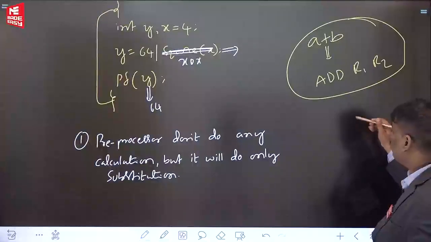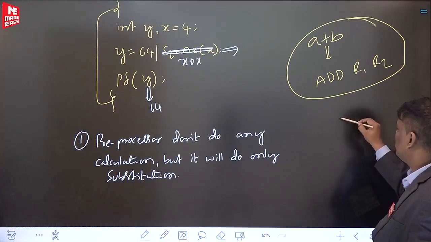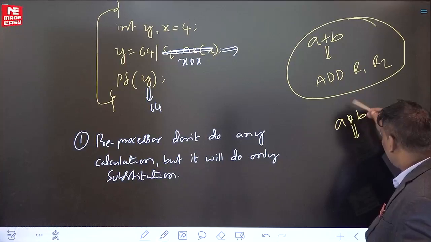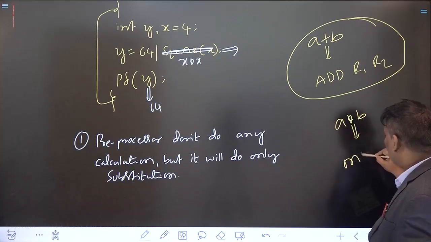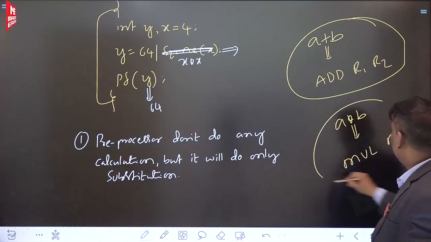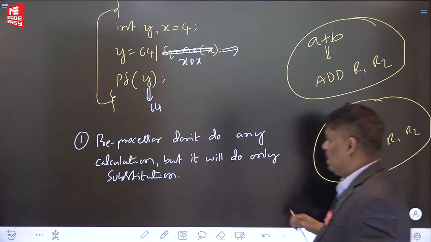Some people are asking, sir, can you give one more example? This may be like this. Multiplying two numbers, a into b. But in the low level, what is the answer? Mul R1, R2. Something like this. This is the high level, this is the low level. Please be careful.